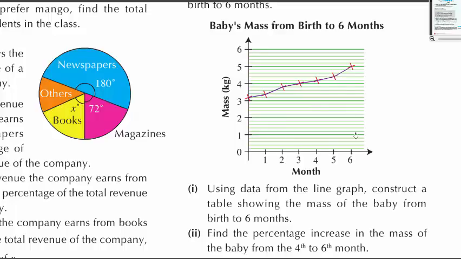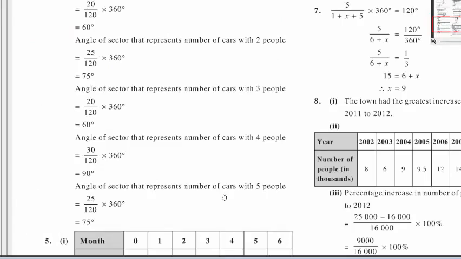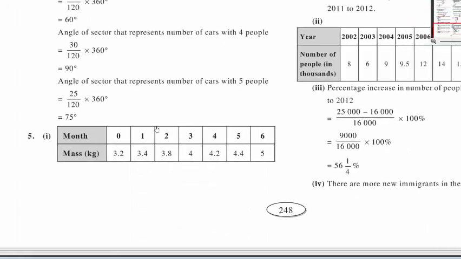So going in the same manner, you now transfer all this data into a table. So that's how the table will look like. The first row will represent the event, which is the month, and the second row will represent the frequency, which is the mass. Okay, that's how you read off the line graph and translate it into a table.